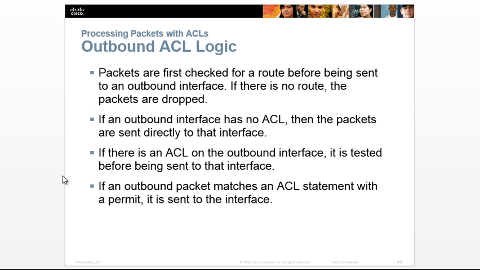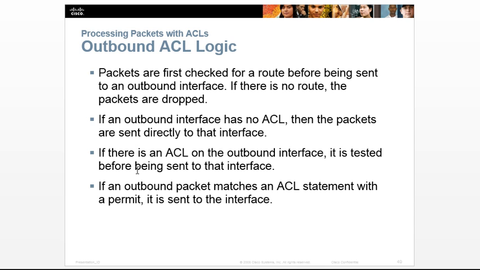On the outbound side, packets are first checked for a route before being sent to an outbound interface. If there is no route, it's dropped. If an outbound interface has no ACL, the packets are sent directly onto the interface. So if we don't configure outbound, we're going to allow it.